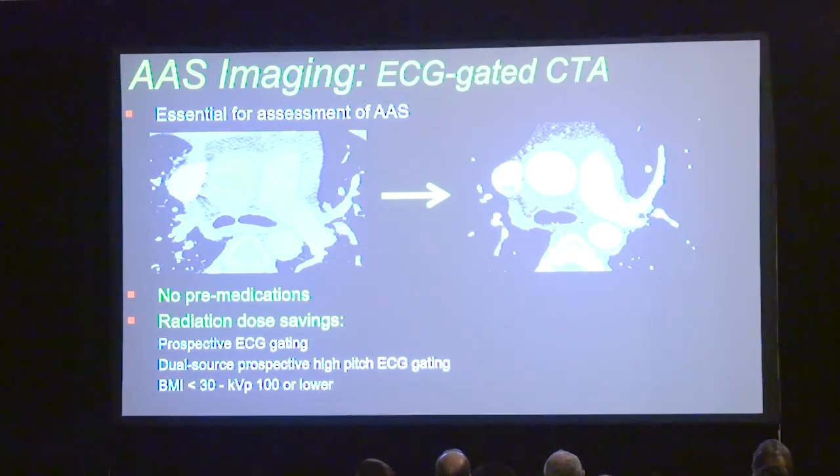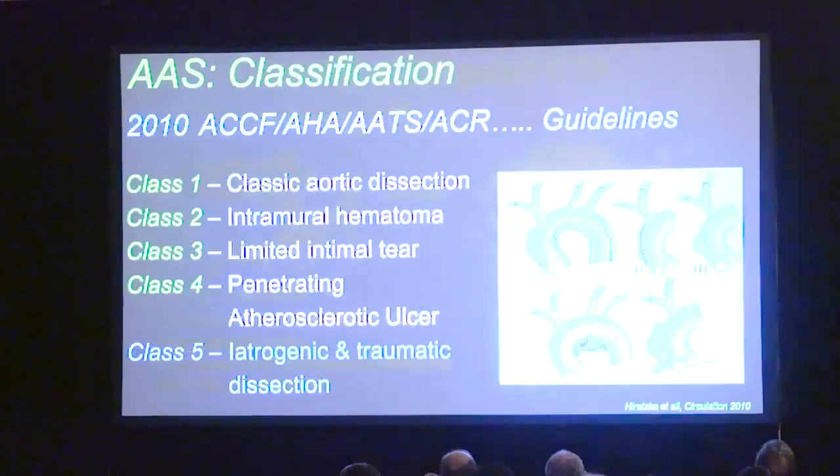And in this, on the same patient, the study was repeated with gating, and you can clearly see that there is a mediastinal hematoma, which is an acute emergency and needs urgent surgical referral. No pre-medication is necessary for this imaging study, and dose could be saved by using prospective ECG gating, by using dual source prospective high-pitch ECG gating, and in patients with a BMI less than 30, you can decrease the kVp.